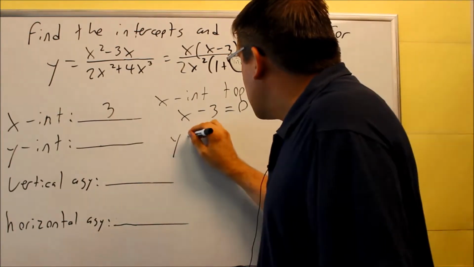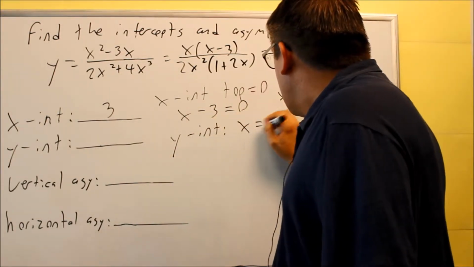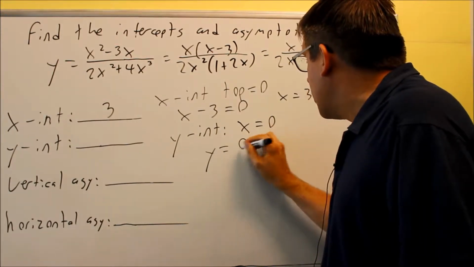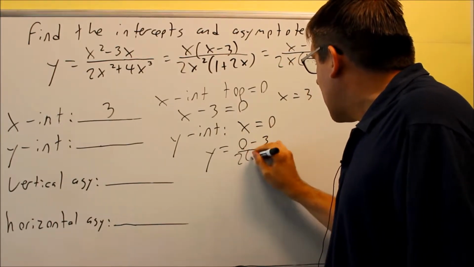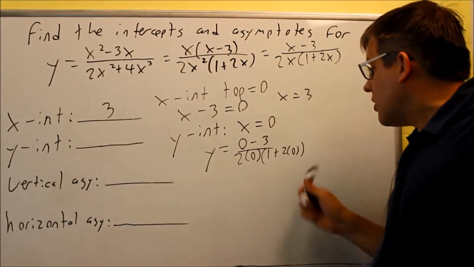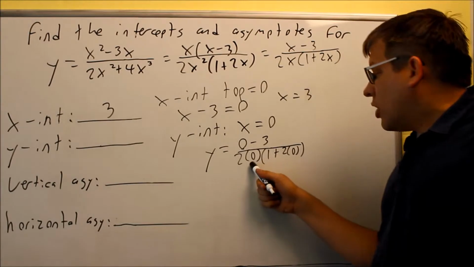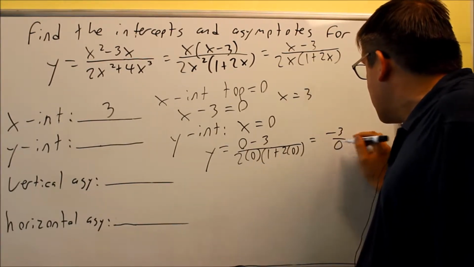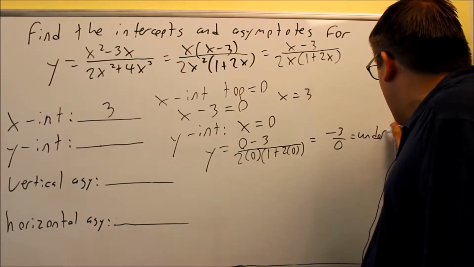Next, we're going to do the y-intercept. For the y-intercept, you put in a 0 for x. If we use this one, we have 0 minus 3 over 2 times 0, times 1 plus 2 times 0. Now what happens there is because the bottom one, you have a 0. 0 times anything is 0. So you get negative 3 over 0, which is undefined.